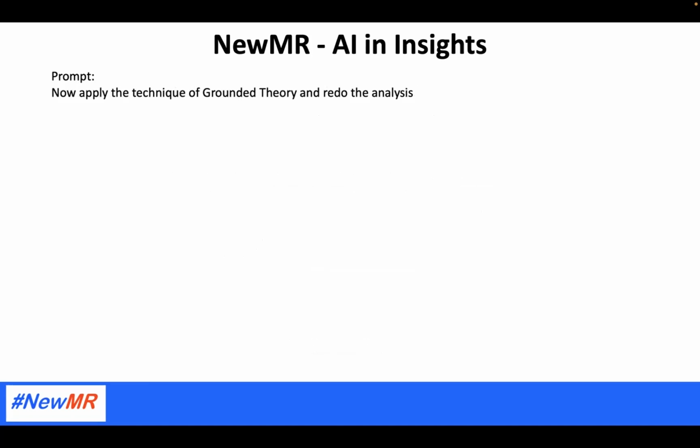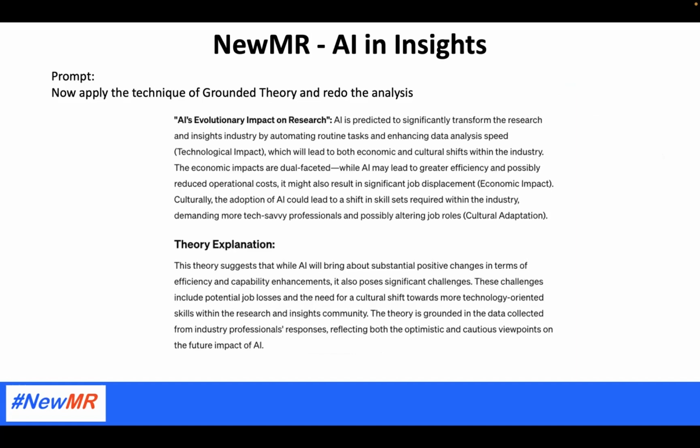I also ask it to use grounded theory. Now, when I was doing my master's in research, we all loved grounded theory, but it takes too long. We don't really use it in commercial research. You can if you ask ChatGPT to do the legwork for you. It comes back with AI's evolutionary impact on research. It explained the theory about the substantial positive changes in terms of efficiency and significant challenges.